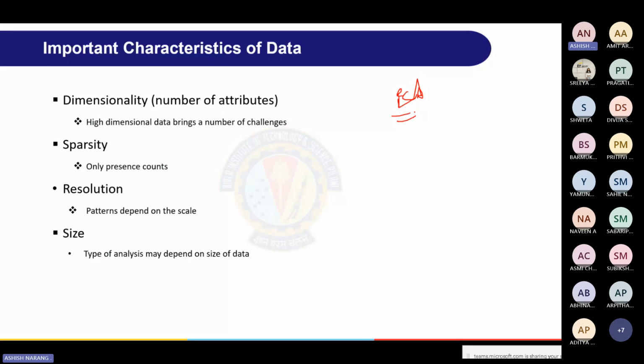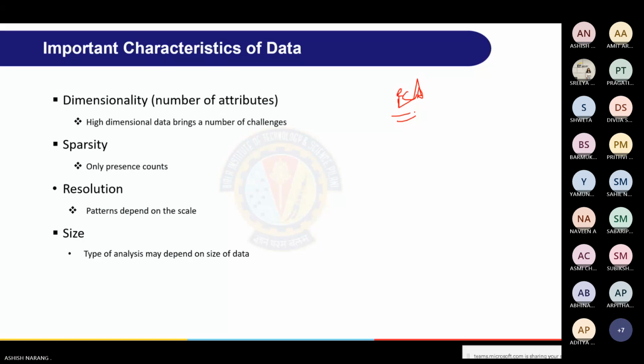I only have the data of 100 records where the presence of a disease counts, because my objective could be to train a model to predict whether a particular person has a disease. And for that, I have only 100 records. So there's a sparsity.